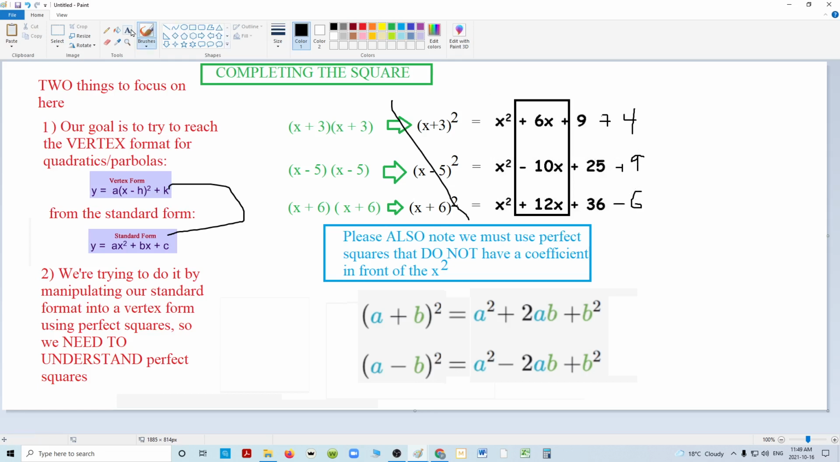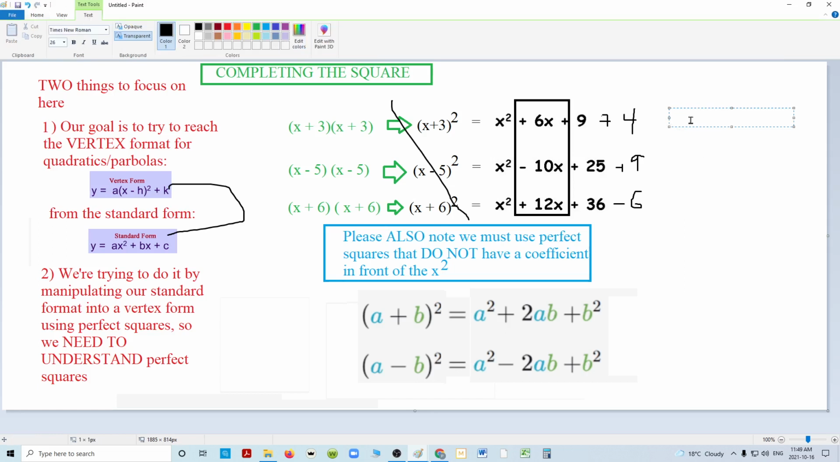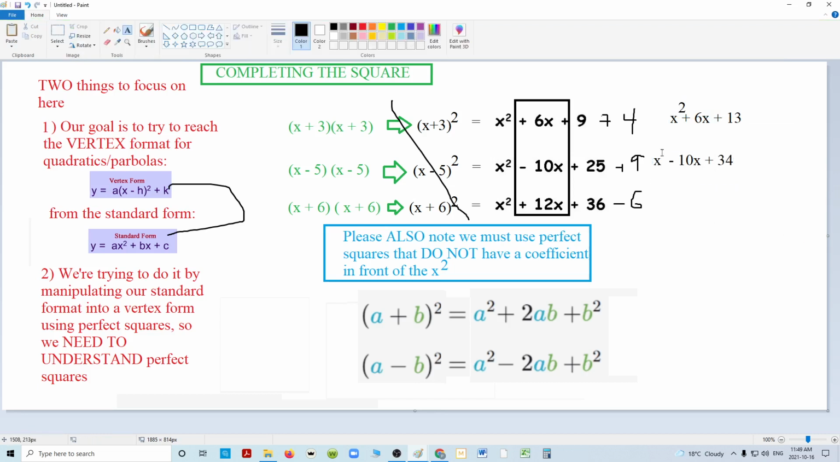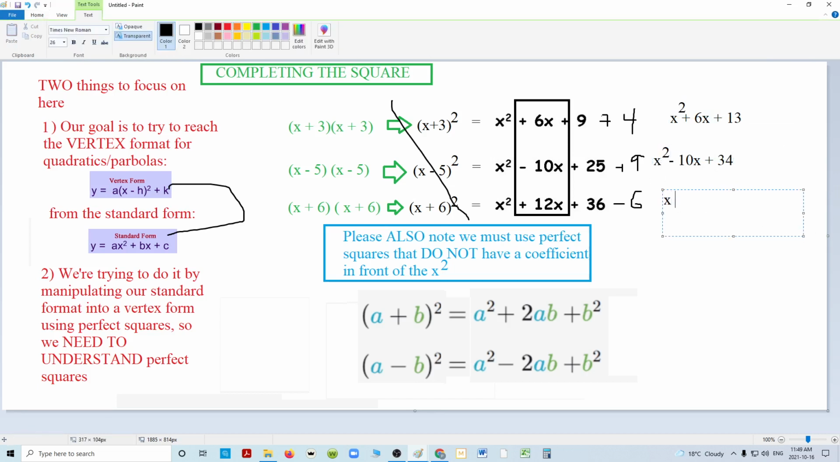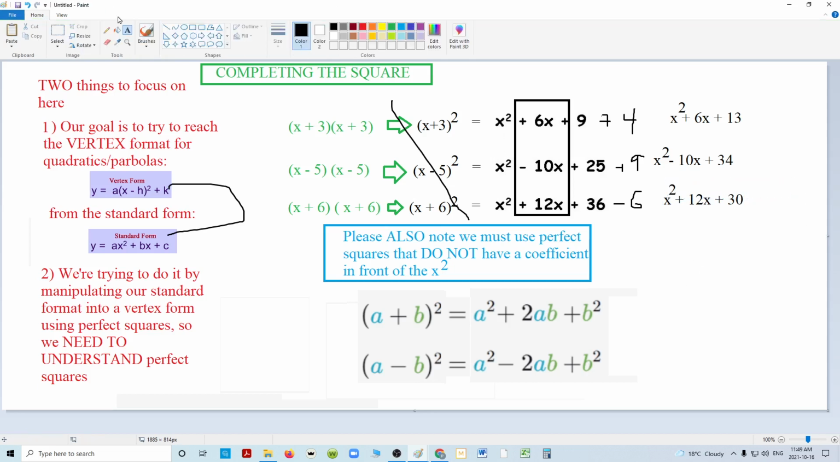So it's clear that if I add that number to that last number, I'm going to get x squared plus 6x. Nothing changed there. But I'm going to get plus 13. Like that. And this one, if I add that 9 to the 25, I get x squared minus 10x plus 34 now. And this last one, if I subtract 6, I get x squared plus 12x plus 30. Now it's clear, sorry about that, I got to add the 12x. It's very clear that these last numbers, now that's no longer a perfect square. This doesn't reach that. However, I think you can guess where we're going.